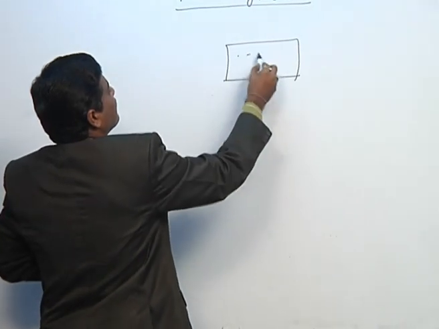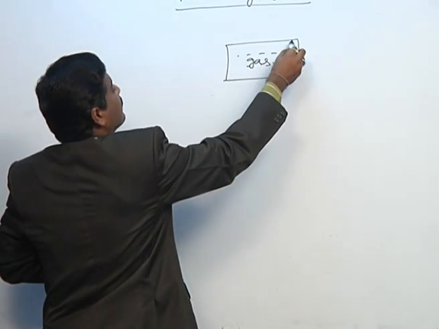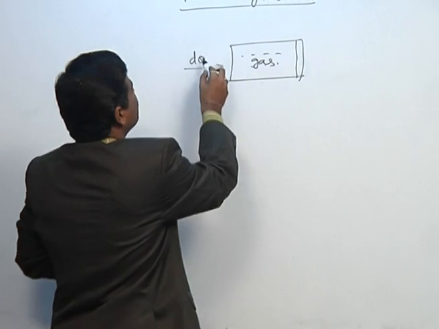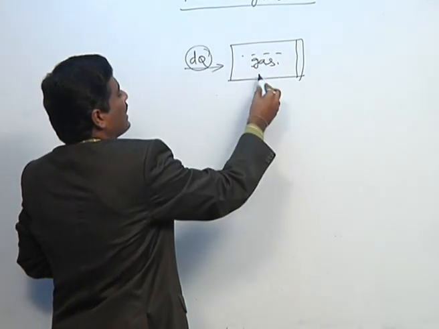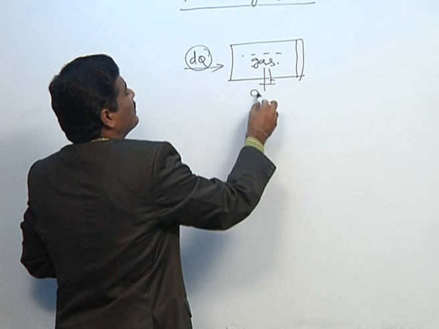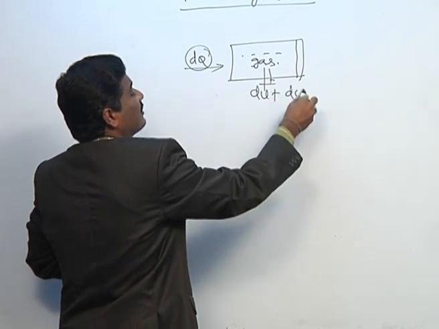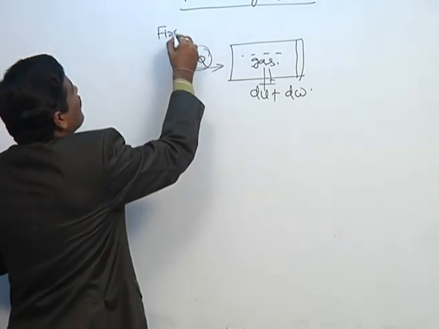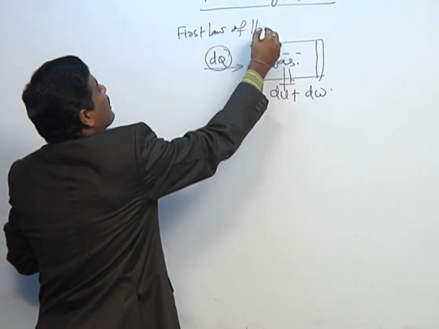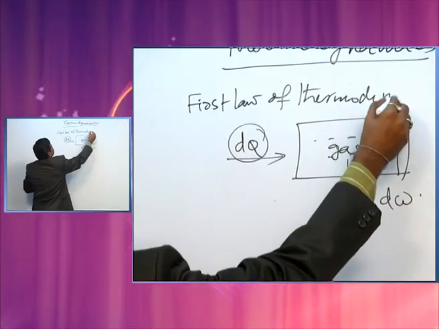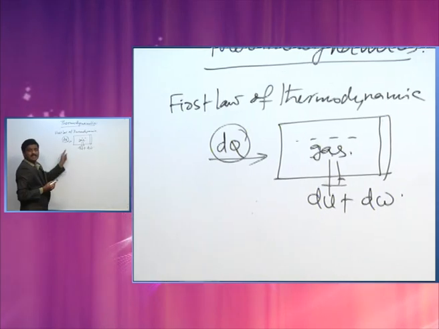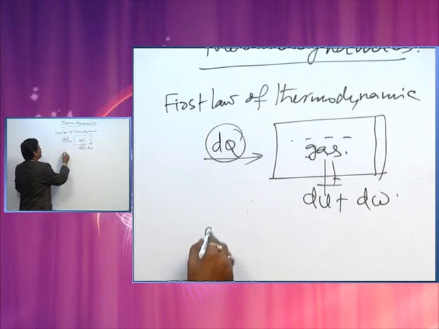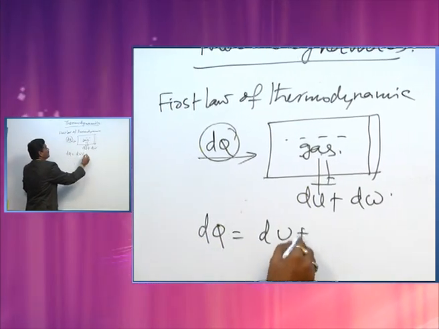This is a system, let the gas be present here. If dq is supplied to the system, this dq can be transferred to the gas, that can be in terms of change in internal energy and external work done. This first law of thermodynamics is an application of conservation of energy. What we are giving to the system is dq, what the system gives is change dU and dW. If I am writing this, dq is equal to dU plus dW.